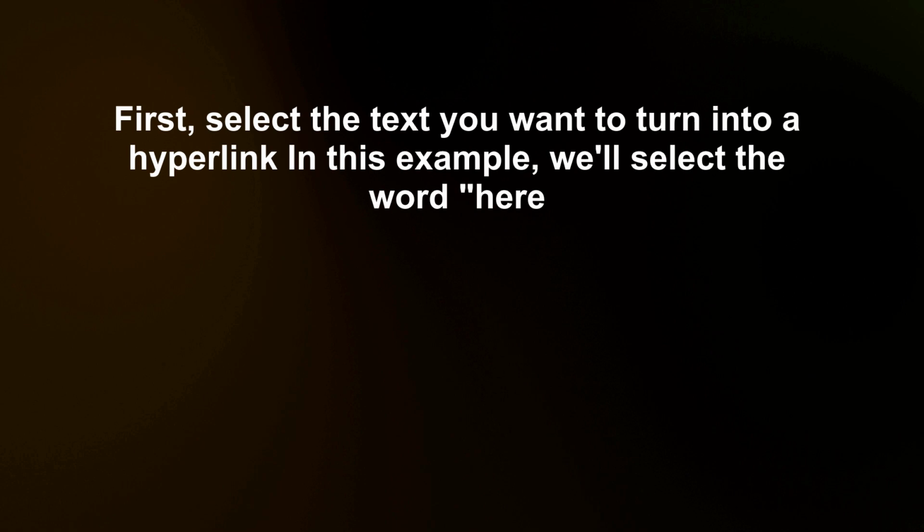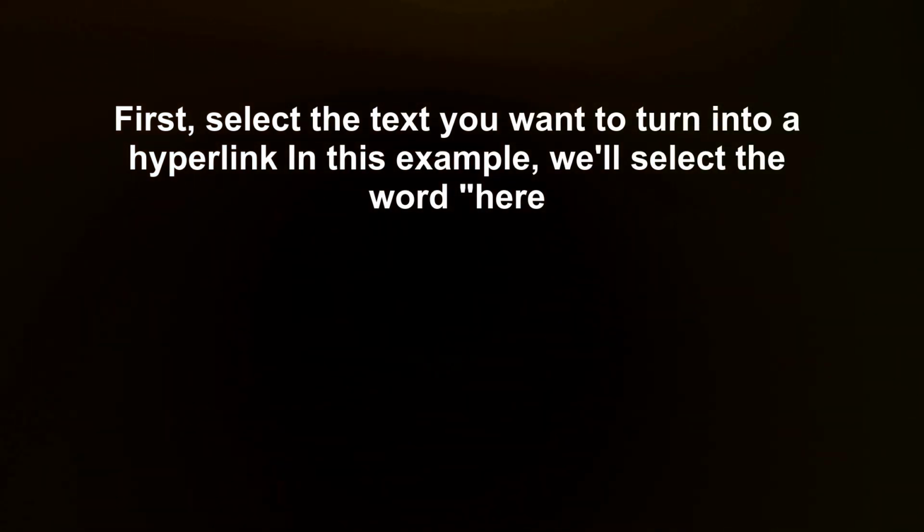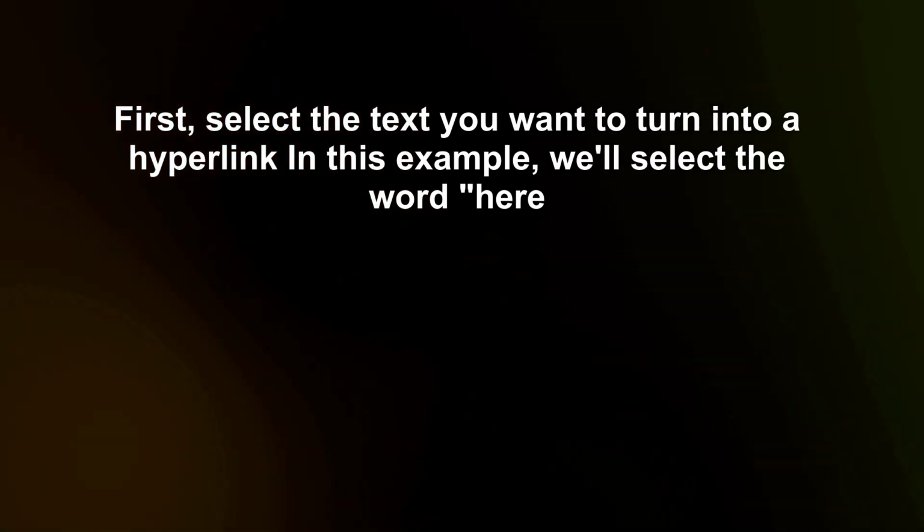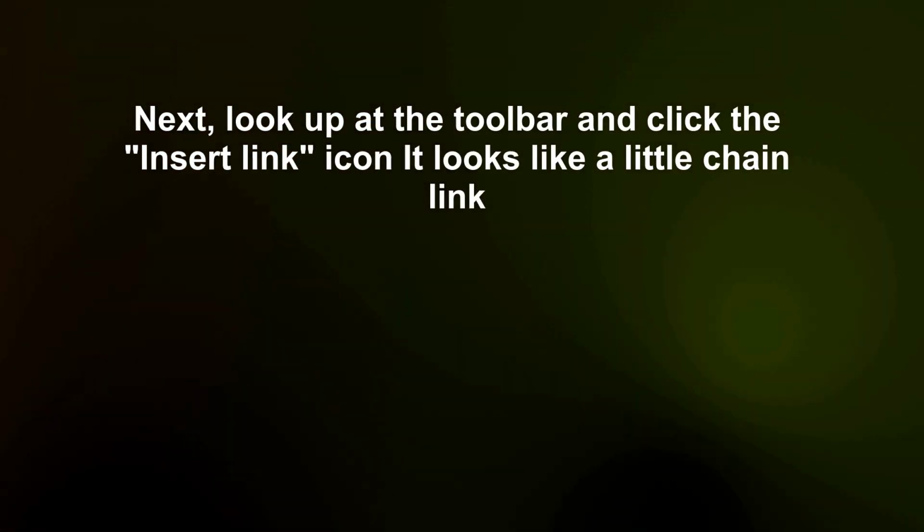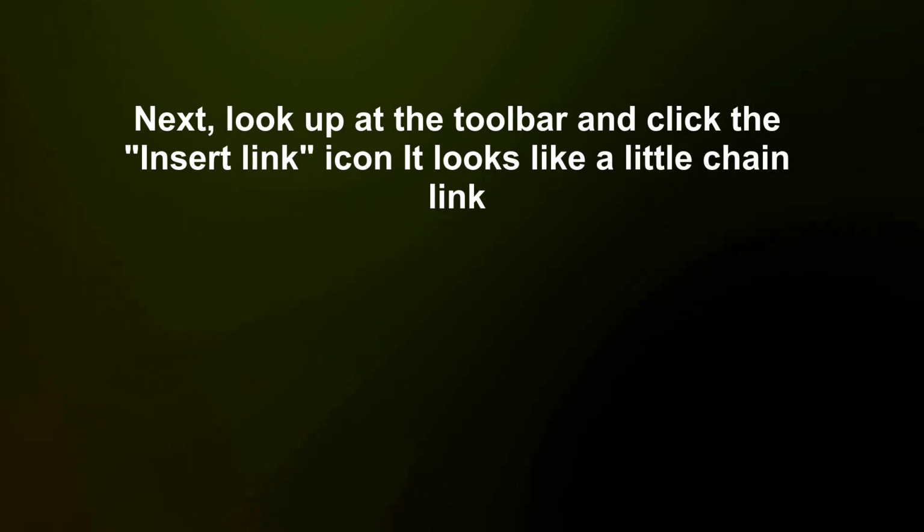First, select the text you want to turn into a hyperlink. In this example, we'll select the word here. Next, look up at the toolbar and click the Insert Link icon. It looks like a little chain link.